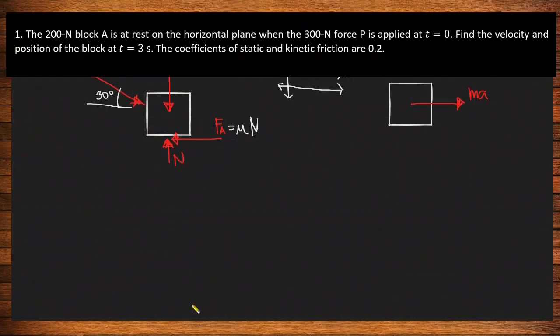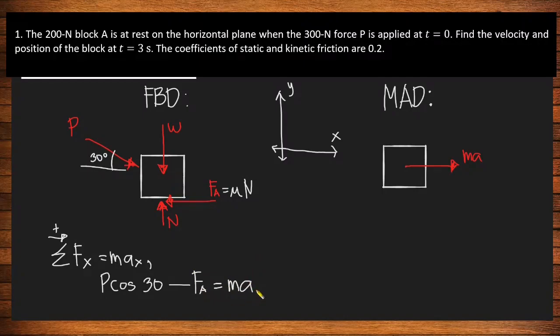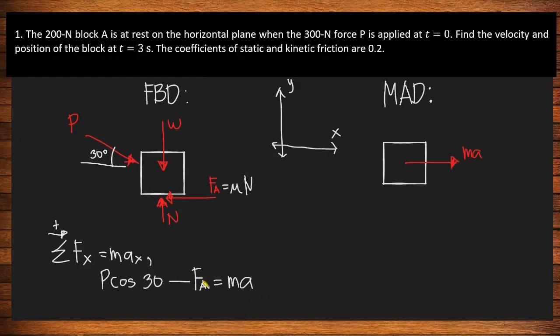So now, referring to the free body diagram and our mass acceleration diagram, we can formulate the following equations of motion. So along the x direction, we have summation of forces along x equal to m a_x. Again, taking positive values to the right, we have this equation: P cosine theta minus our frictional force equal to m a. And then, recall that our frictional force is equal to the coefficient of friction multiplied by the normal force. And then yung mass natin, since yung given sa problem is weight, so we will express that in terms of our weight. So mass will be equal to the weight divided by the acceleration due to gravity.